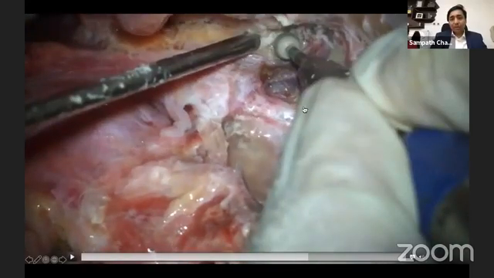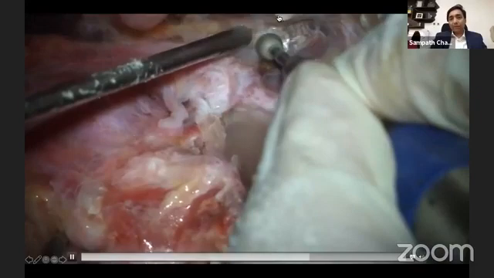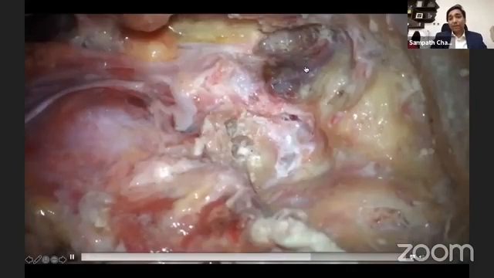Now you see the jugular bulb here. IJV is closed, tumor here, jugular bulb here, sigmoid is closed above. Now I'm attacking the carotid. I'm drilling anterior to the carotid. This is the carotid here. I'm drilling anterior to the carotid, area of the Eustachian tube.